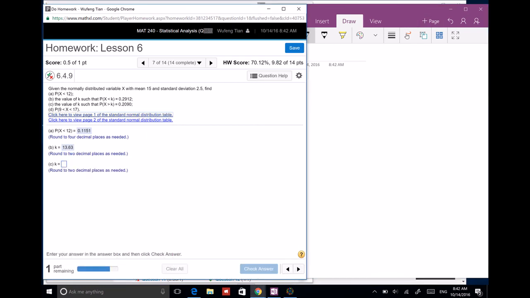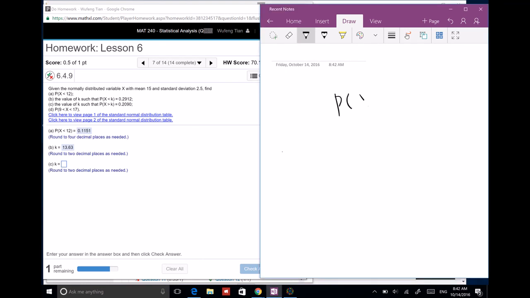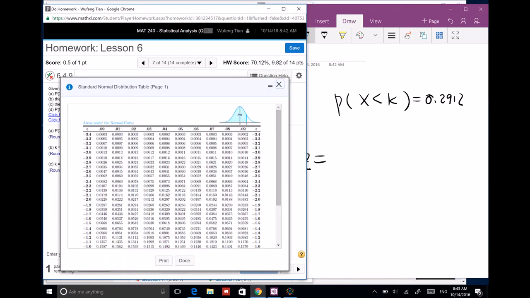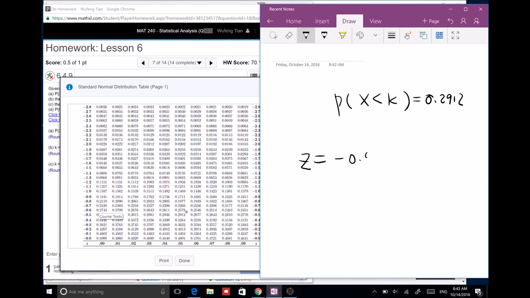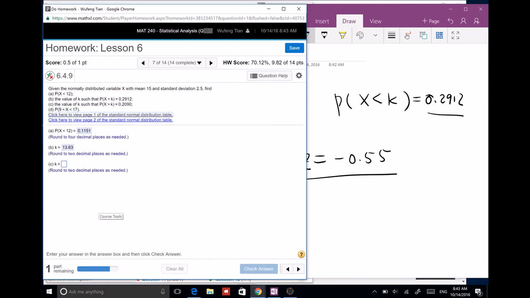The next one, you find the k value. Basically, you find a z-score again. So what you need to do is find the z-score first, okay? So the second one is P(x less than k) equals 0.2912. So first let's find out the z-score. What is z? For 0.2912, let's go to the table. 0.2912 corresponds to 0.55. Okay, so the z-score is negative 0.55.